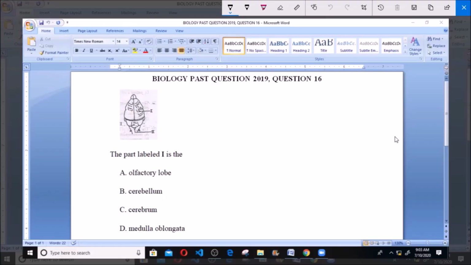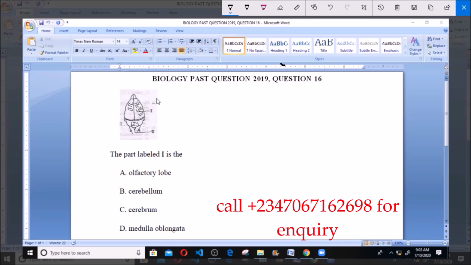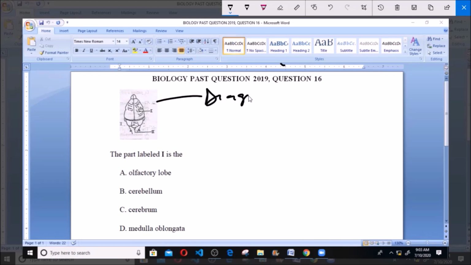Today we'll be solving biology past question 2019 and we'll be solving question 16. The labeled part I is the A. olfactory lobe, B. cerebellum, C. cerebrum, and D. medulla oblongata. Now you firstly identify the diagram. This is the diagram of the brain.